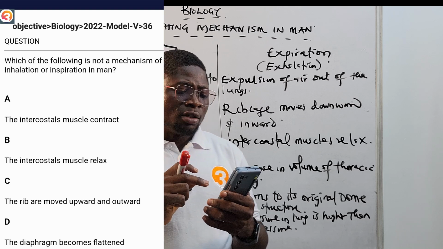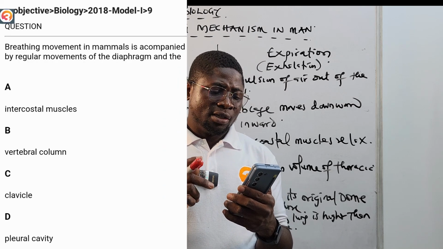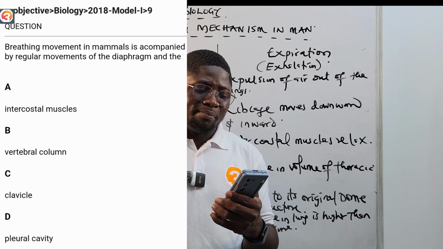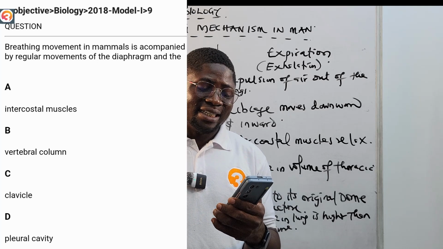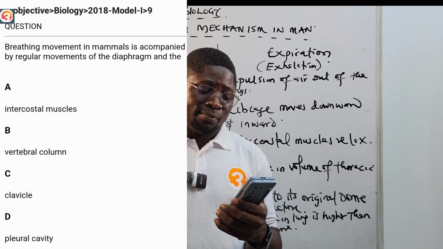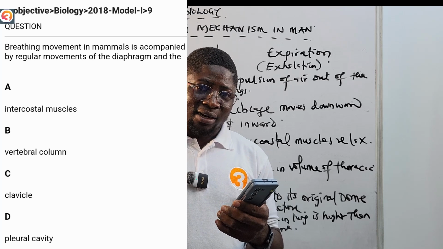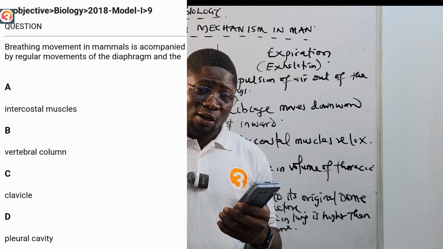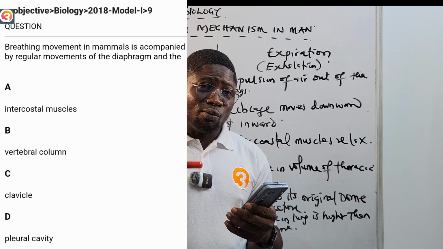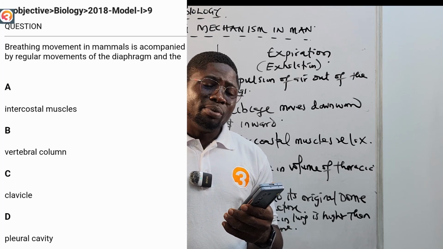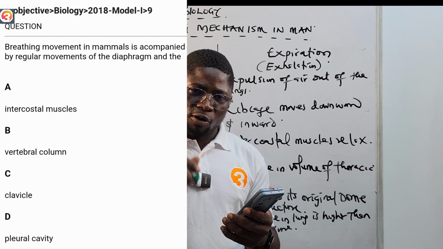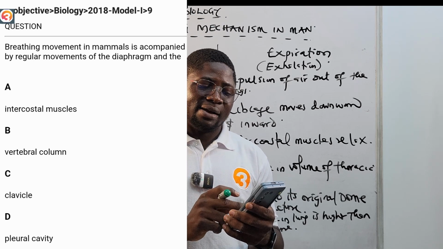Then number 2, 2018 number 9. Breathing movement is being shown on your screen. Breathing movement in man is accompanied by regular movement of the diaphragm and the: A says the intercostal muscles, B says the vertebral column, C says clavicle, D says pleural cavity. Please pick the right answer and put it in the comment section. I will tell you whether you are right or wrong.